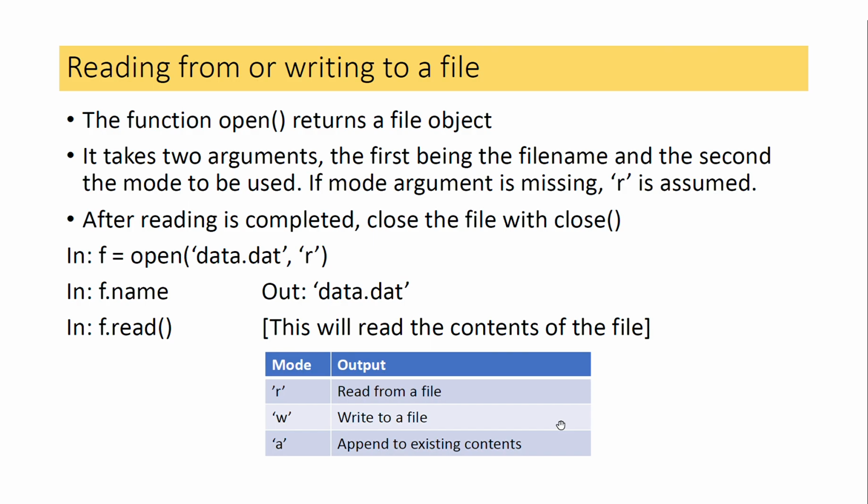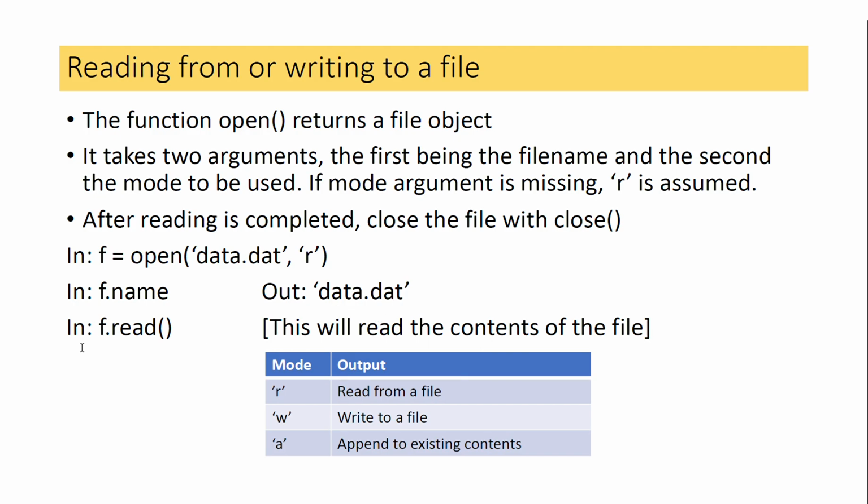So, reading from or writing to a file. The function open returns a file. It takes two arguments, the first being the file name and the second being the mode to be used. If the mode argument is missing, r is assumed. After reading is completed, close the file with close. So if f is open data.dat r, and the input is f, what is f? f is basically data.dat.